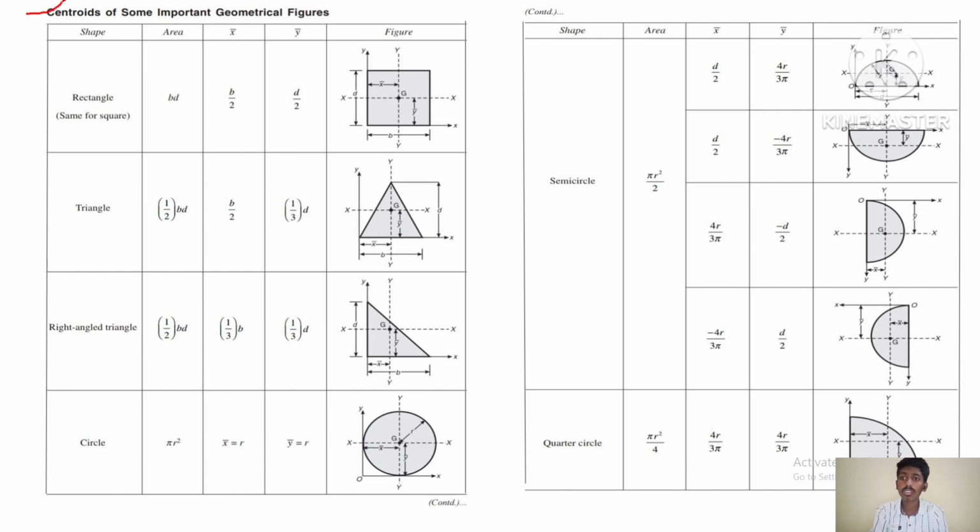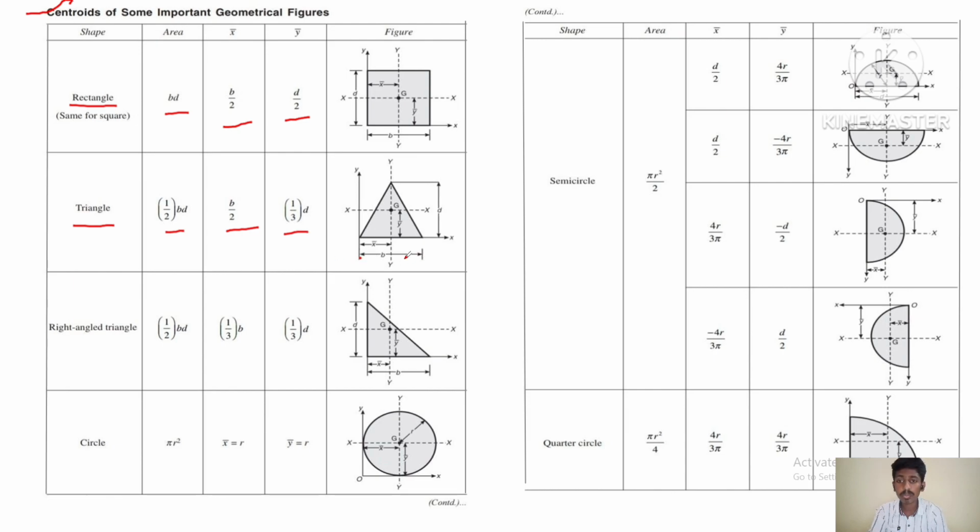Let us see the centroid of some known important geometrical figures. First, let us take a rectangle. To determine the centroid of any shape, we have to calculate the area first. So the area of a rectangle is breadth B into depth D, and the x distance of a rectangle is half of the breadth and the y distance is half of the depth. Similarly, for a triangle, the area is half of the breadth into depth, and the x distance is half of the breadth and the y distance is 1/3 of the depth.